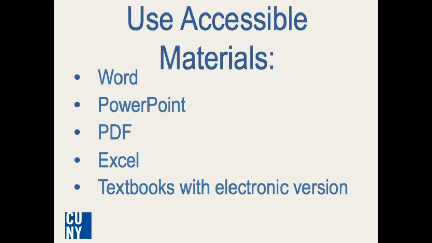Blackboard as a platform has many built-in accessible features, which I am going to go over in a minute. Blackboard becomes inaccessible when instructors add materials that aren't accessible. So it's important for that reason to make sure that your Word, PowerPoint, PDF, and Excel files for your course are all created with the principles of accessibility in mind. It's also best to choose textbooks that offer an electronic version wherever possible.